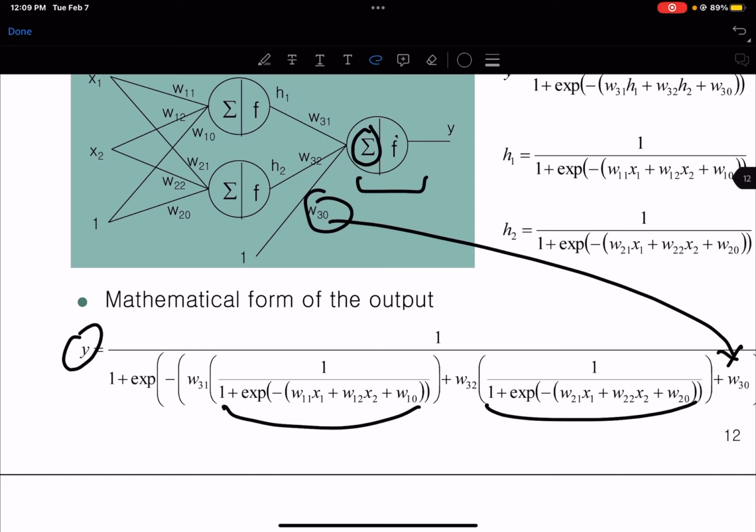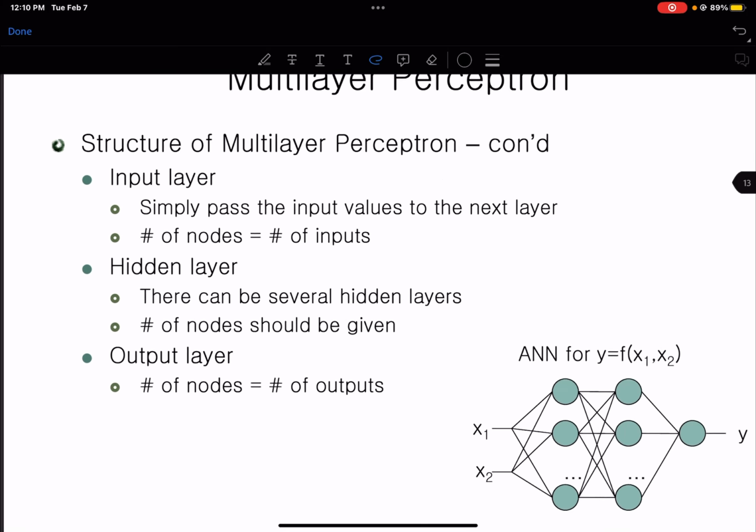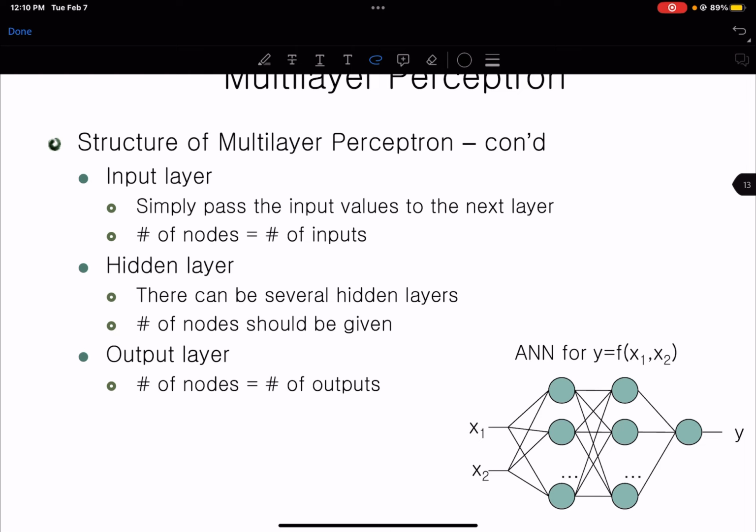So first sum the h1 part, the h2 part, which is itself a combination of w's and x's, and then you apply the f function to get your output. So multilayer perceptron consists of the input layer, the hidden layer, and the output layer. So simply pass the input values to the next layer, and the nodes in your first layer will depend on the number of inputs that you have.